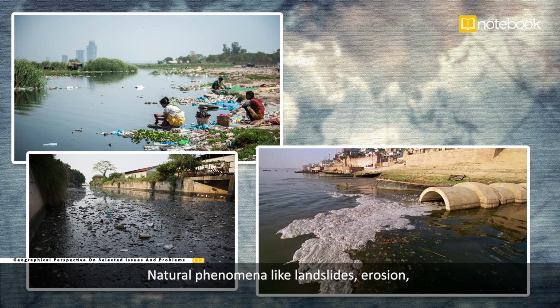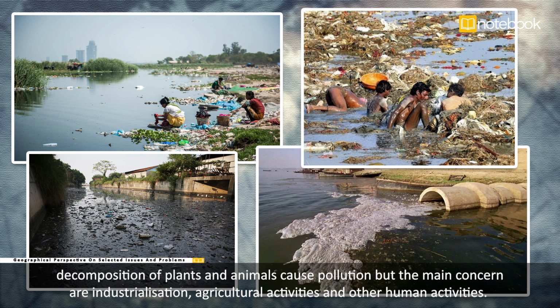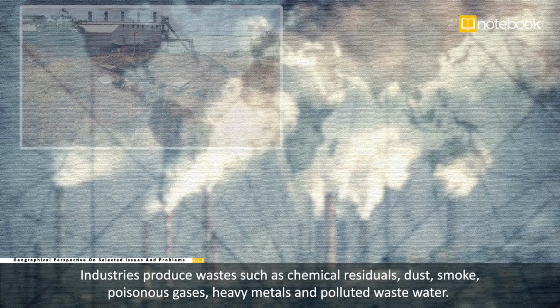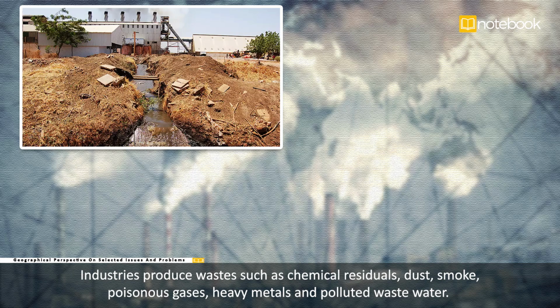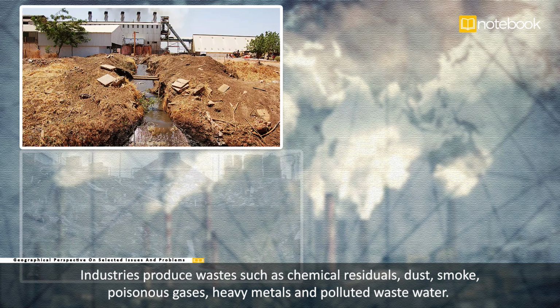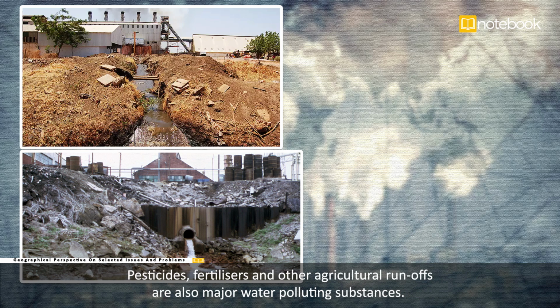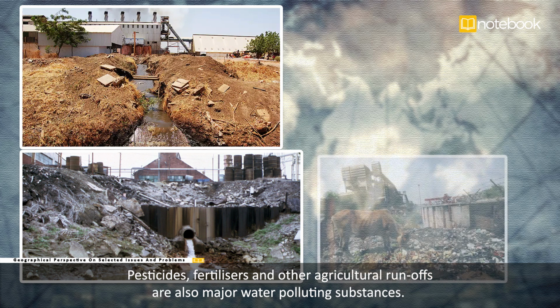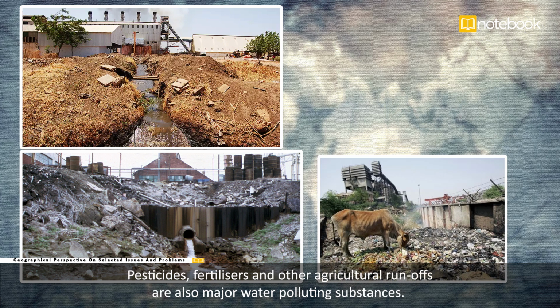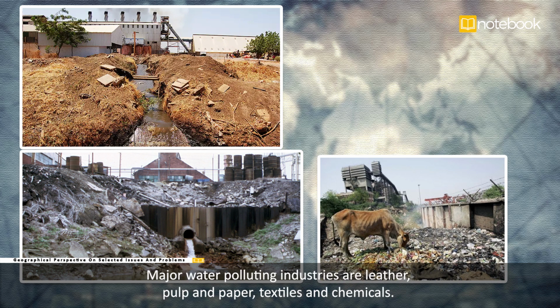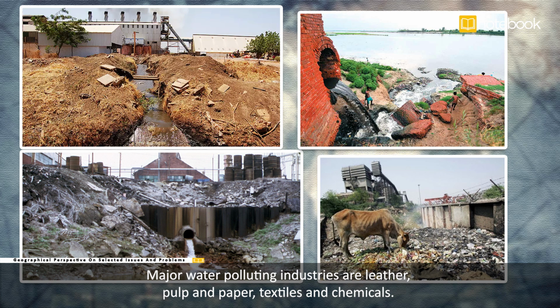Natural phenomena like landslides, erosion, decomposition of plants and animals cause pollution, but the main concern are industrialization, agricultural activities, and other human activities. Industries produce wastes such as chemical residuals, dust, smoke, poisonous gases, heavy metals, and polluted wastewater. Pesticides, fertilizers, and other agricultural runoffs are also major water polluting substances. Major water polluting industries are leather, pulp and paper, textiles, and chemicals.